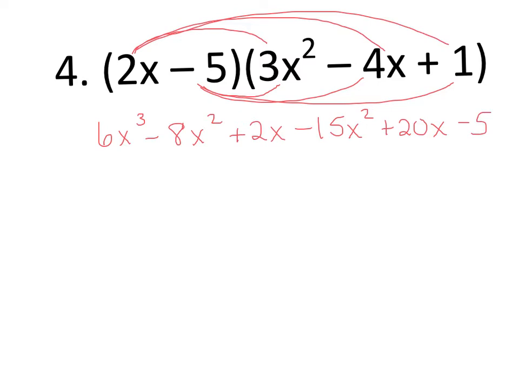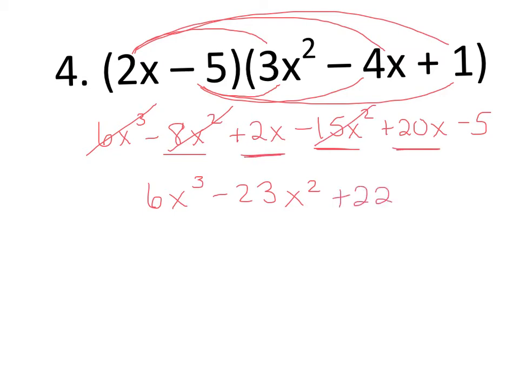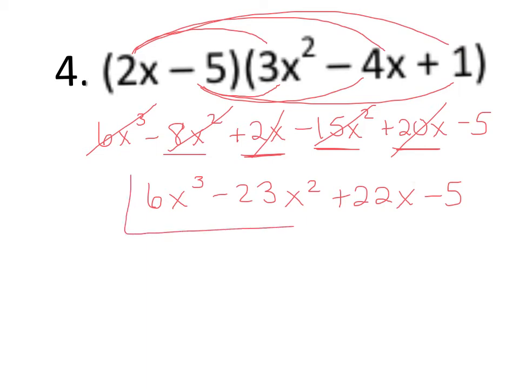Now again, we're still combining like terms. So if I look here, the 6x cubed, I can't do anything with that. So 6x cubed, that guy's gone. Now I look at the next thing, x squareds and x squareds. So negative 8 and negative 15 is negative 23x squared. So those guys will now be gone. I've got a 2x and a 20x, so that's 22x. And then I have a minus 5. Now I can't put any of these together because they all have different exponents. So this right here is going to be my final answer.